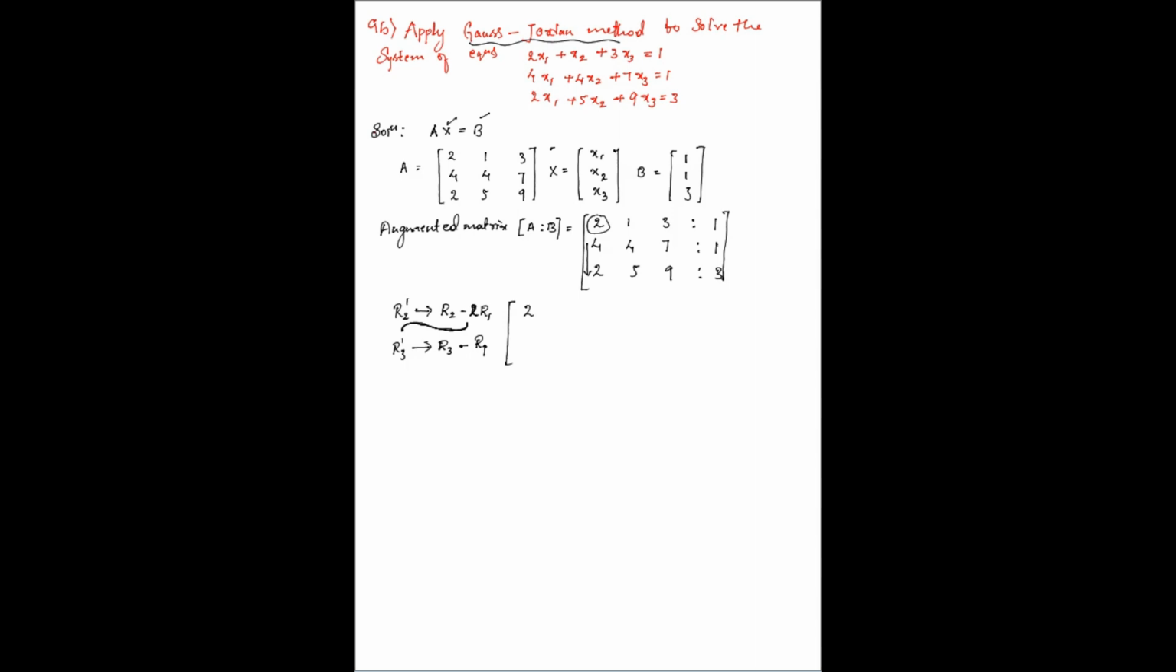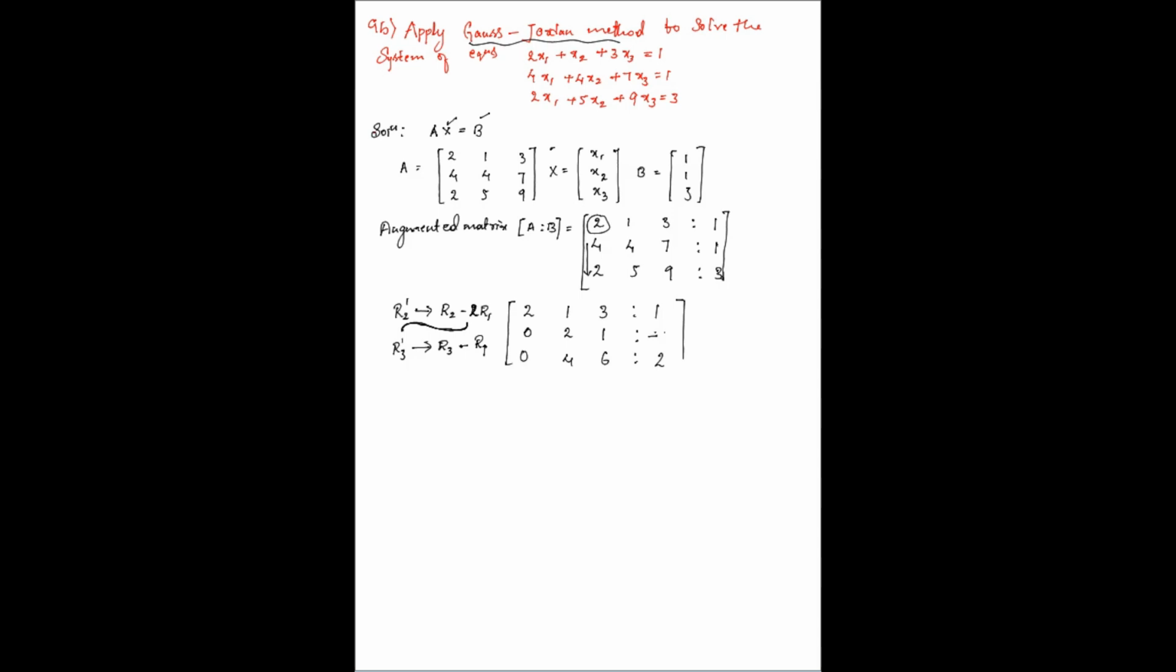So keeping the first row as it is, I am changing the remaining two rows. 4 minus 4 becomes 0. 4 minus 2 becomes 2. 7 minus 6 is 1. 1 minus 2 is minus 1. 2 minus 2 is 0. 5 minus 1 is 4. 9 minus 3 is 6. 3 minus 1 is 2.